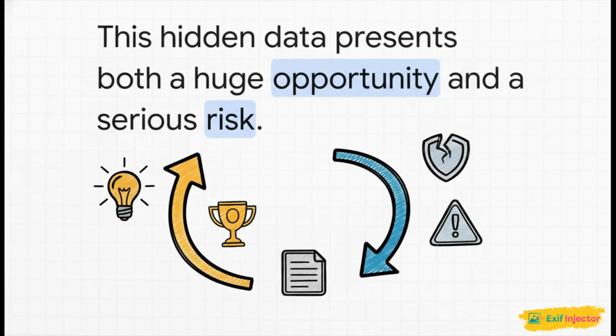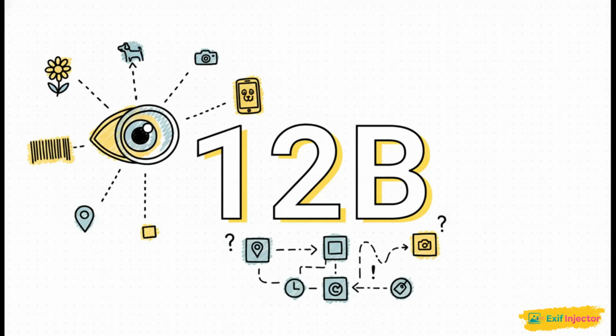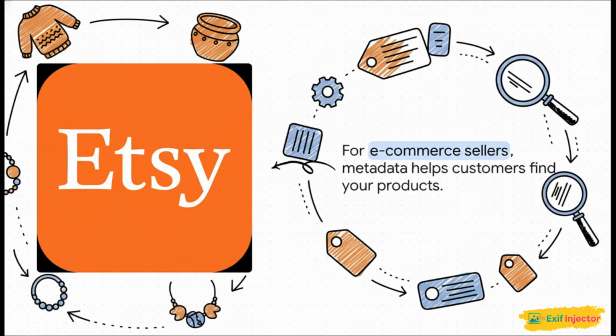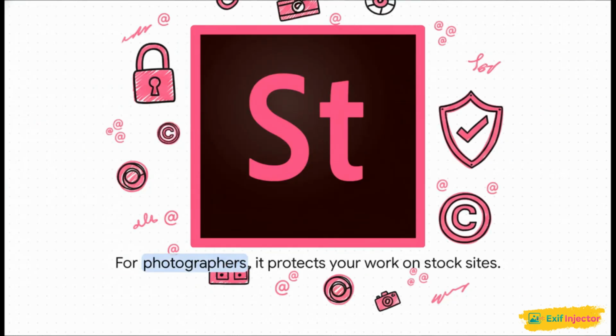So why should you care? Well, this data is both a huge opportunity and a serious risk. 12 billion. That's how many Google Lens searches happen a month. And metadata is the key. And here's the cool part. Good metadata gets you seen and credited right there on Google. Selling stuff online, embedding keywords can actually get your product seen way more in search results. And for you creators, putting your name and copyright info in there is absolutely essential to protect your work.